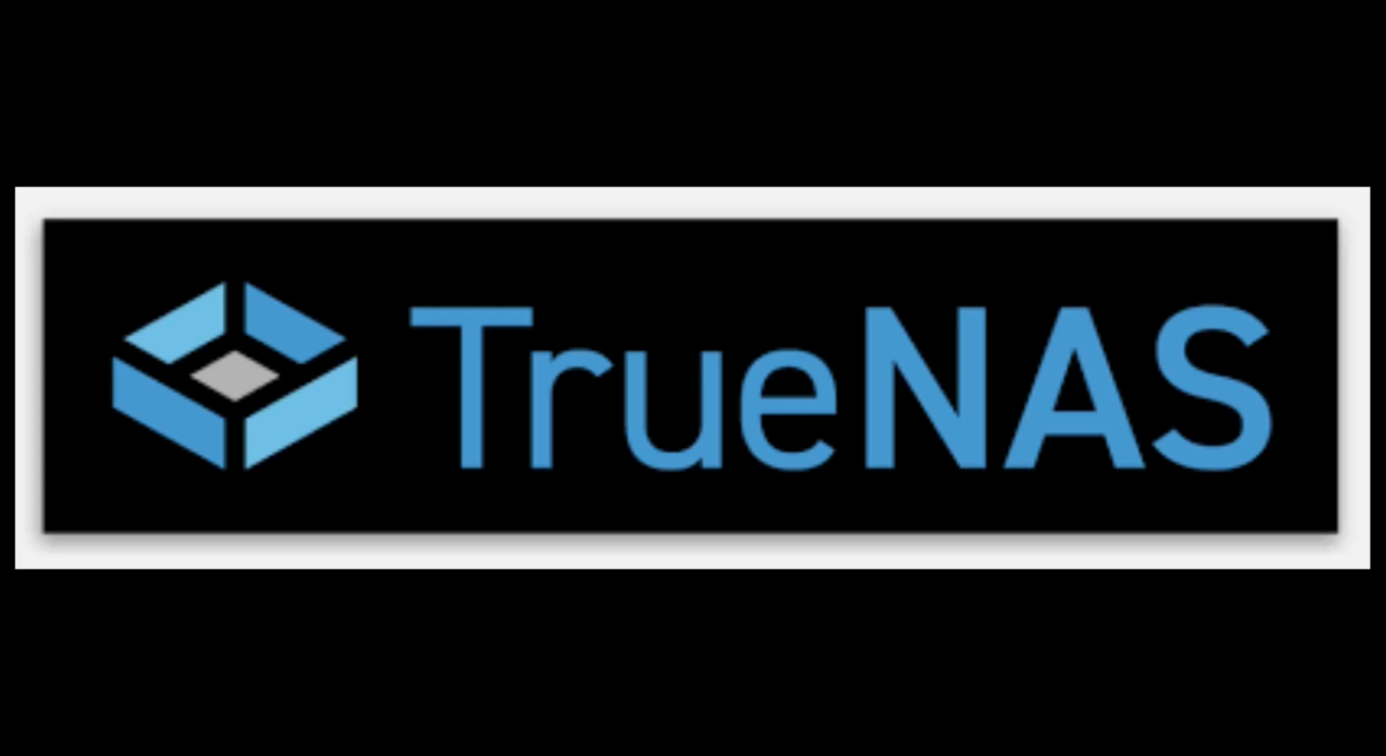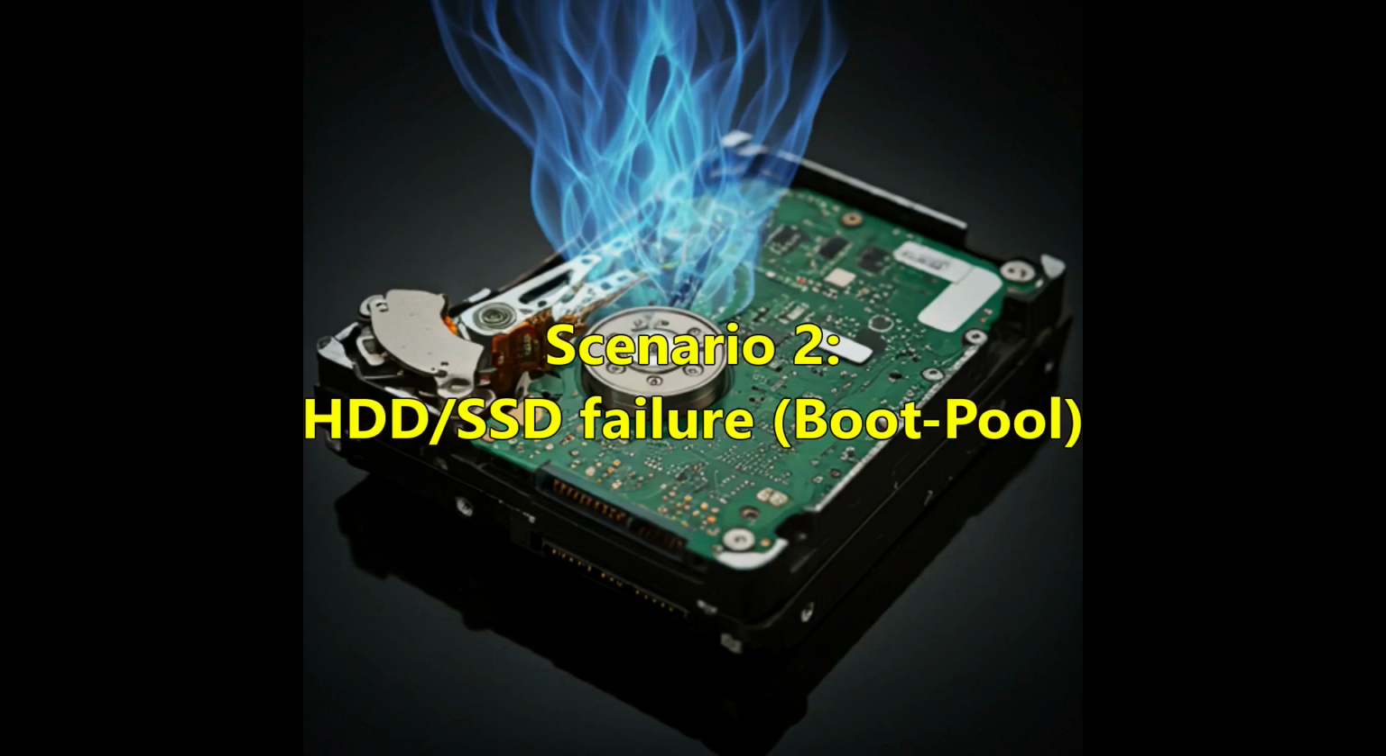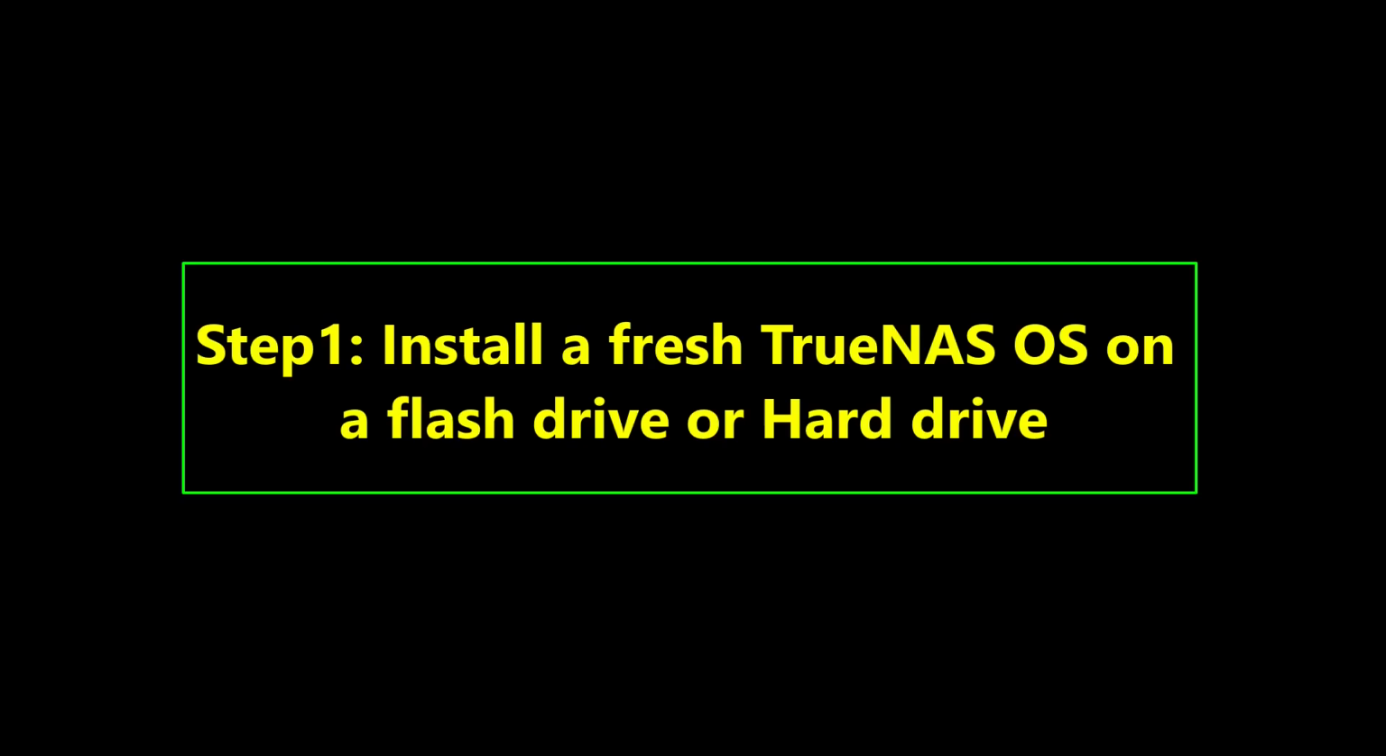There are two possibilities here. Number one, the TrueNAS operating system is corrupted. Number two, the hard drive or the flash drive is in a failed state where the TrueNAS operating system is installed. So for both the scenarios, the next action plan would be to install the TrueNAS operating system on a new functional hard drive or the flash drive. Or if the hard drive or the flash drive is functional, you can install the TrueNAS operating system on them.